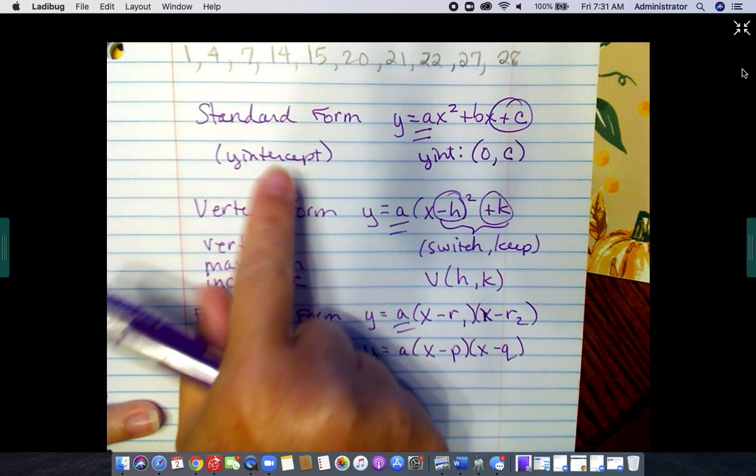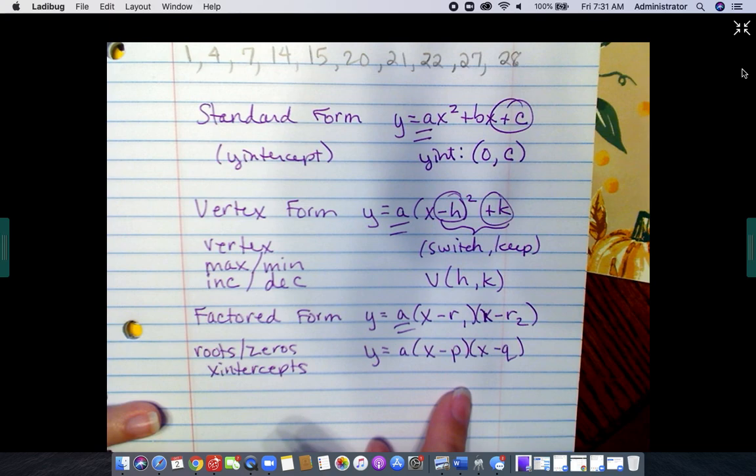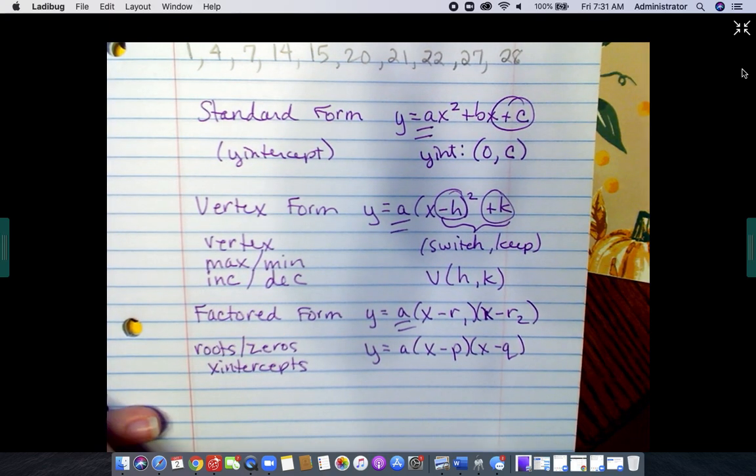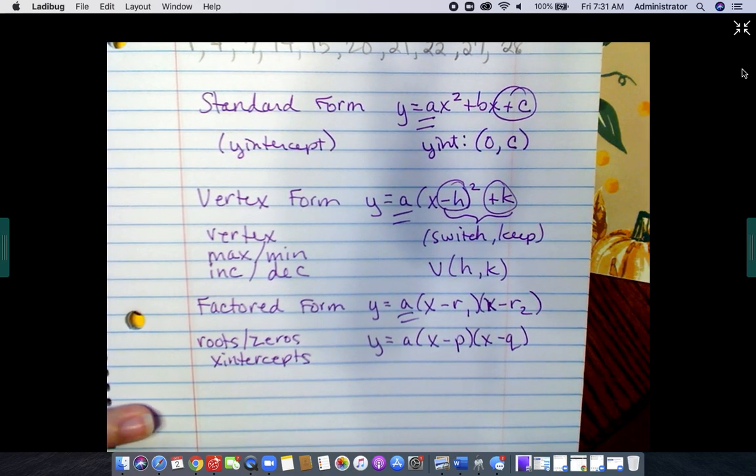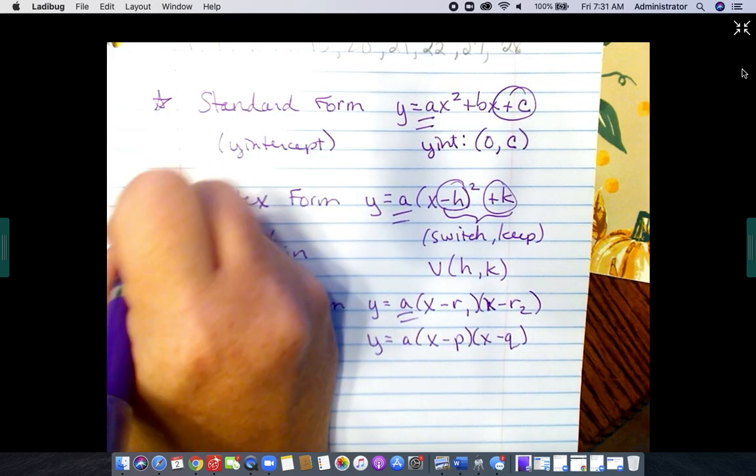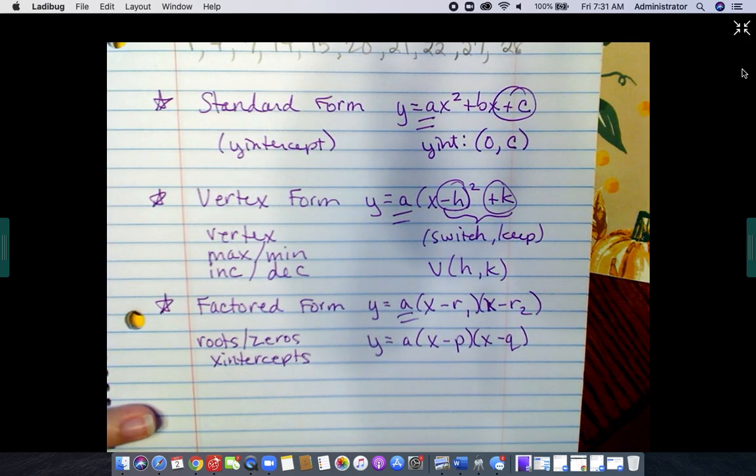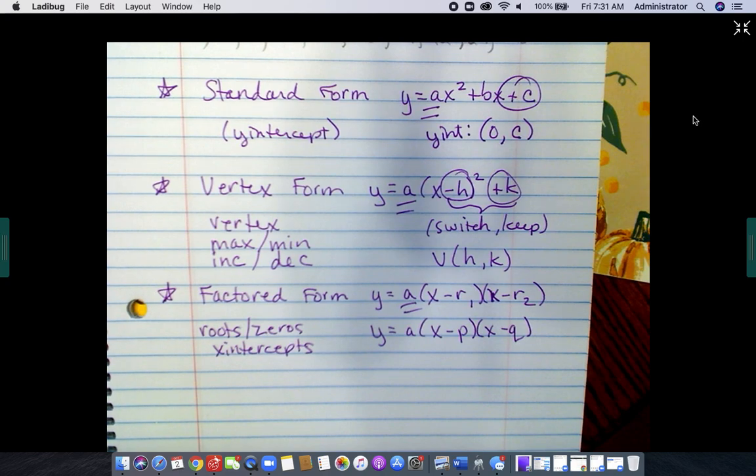Now remember, if they give you a different form, you can still find this information. I would just recommend using Desmos to do so, okay? But the nice thing is if it's in these three forms already, you can go ahead and find the answer.